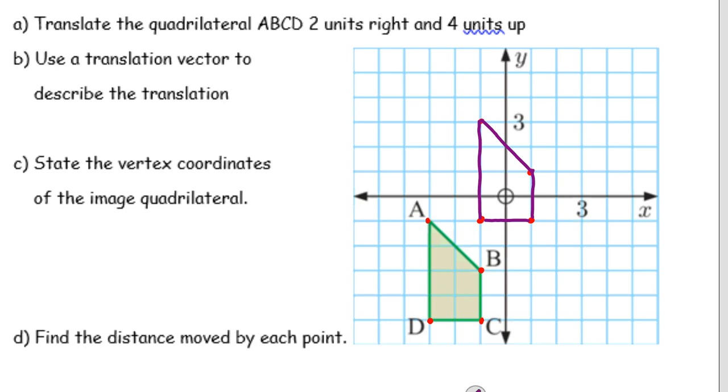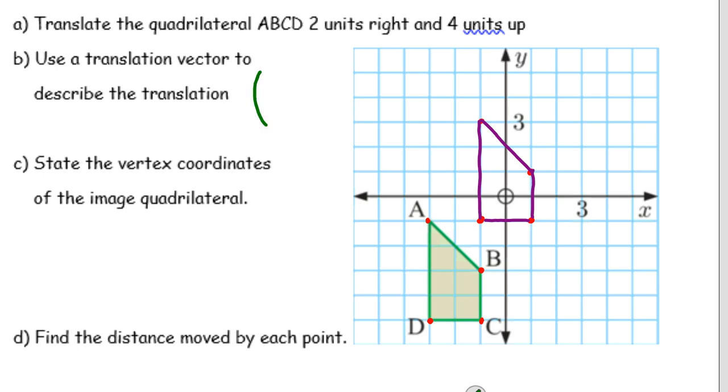It could only move upwards, or it could only move sideways, in which case one of the vectors would be 0. But in this case it happened to move horizontally and vertically. So B, describe this translation vector using, use a translation vector to describe this translation.